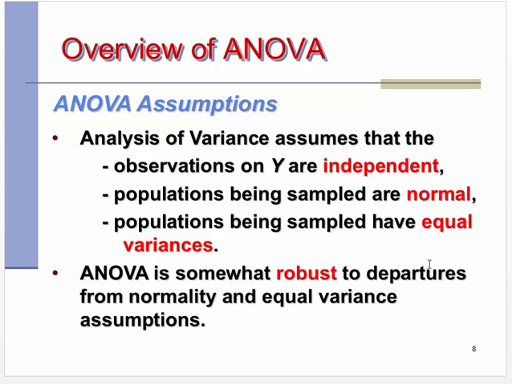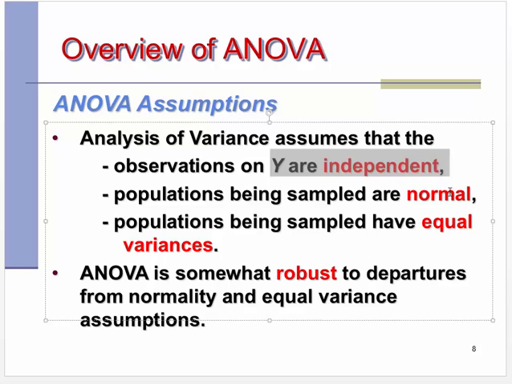There are some assumptions in ANOVA. Analysis of variance assumes that the observations on Y are independent. In other words, for example, the defect rates at different plant locations are independent of each other. And how long a person may stay in a hospital, from one person to another, are also independent. We can expect that. We can also assume that.